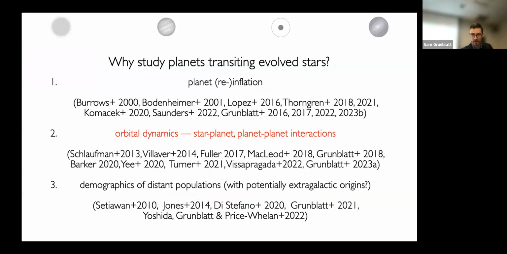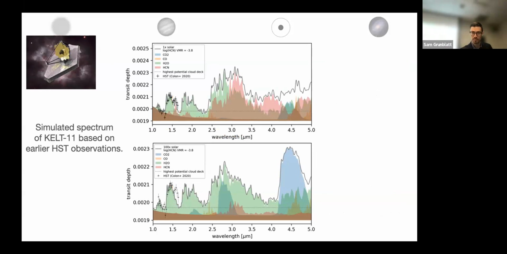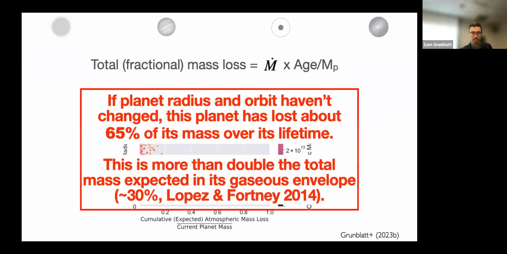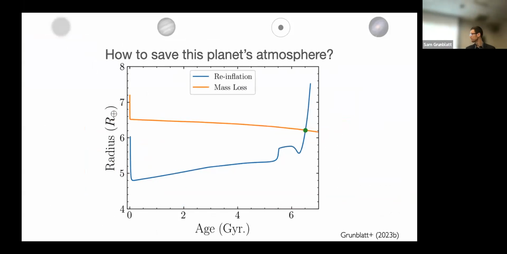Cool. All right. Well, that's pretty much all I had to say about planet reinflation. Does anyone else have any other questions about that? Can you go back to that plot with the reinflation and the release, the orange and blue one? What's the little bump on the right from the reinflation?